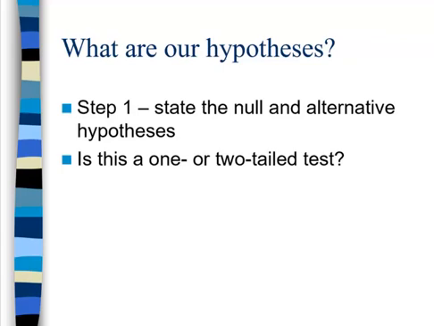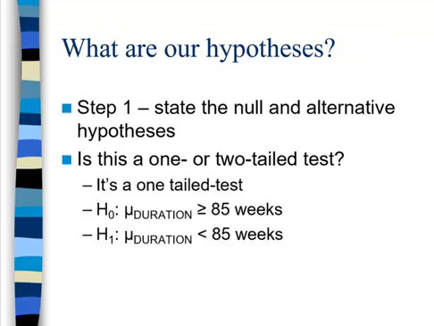So step 1, state the null and the alternative hypotheses. Is this a one or a two-tailed test? All right, so you should have established that this is a one-tailed test, right? Because she's making a prediction that she will reduce the duration of stay and hospitalization for people with schizophrenia, right? And again, when that's the case, you want to do the alternative hypothesis first. Reduce implies less than, right? Less than. So the alternative hypothesis, H subscript 1 colon, the mean duration for our samples should be less than 85 weeks, which is the population mean.